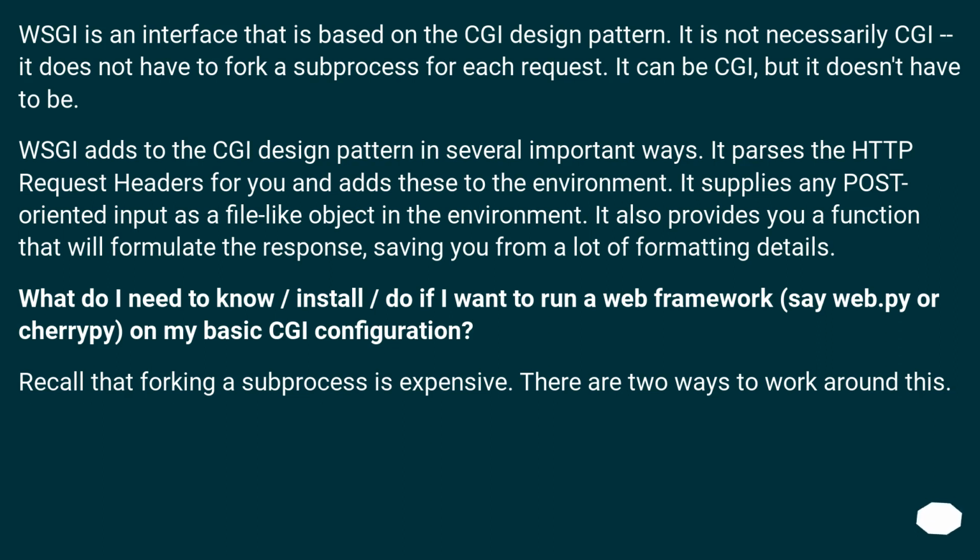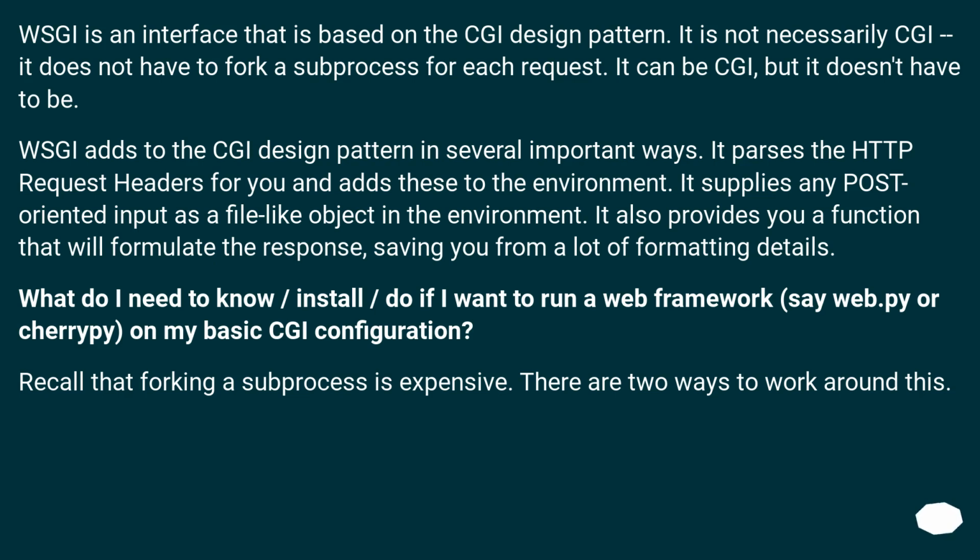WSGI is an interface that is based on the CGI design pattern. It is not necessarily CGI. It does not have to fork a subprocess for each request. It can be CGI, but it doesn't have to be. WSGI adds to the CGI design pattern in several important ways. It parses the HTTP request headers for you and adds these to the environment. It supplies any POST-oriented input as a file-like object in the environment. It also provides you a function that will formulate the response, saving you from a lot of formatting details.